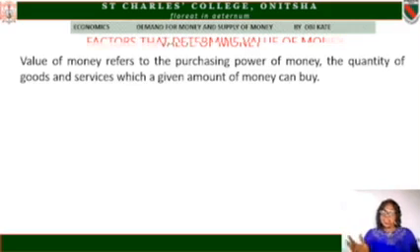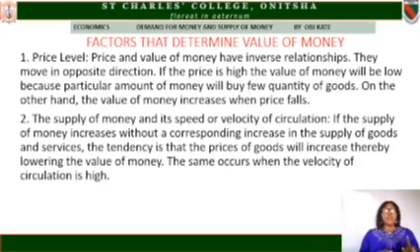Now, what are the factors that determine value of money? 1, price level. 2, supply and the speed or velocity of circulation. If the supply of money increases without a corresponding increase in the supply of goods and services, the tendency is that the prices of goods will increase, thereby lowering the value of money. The same occurs when the velocity of circulation is high.